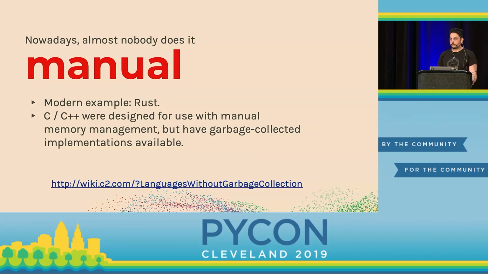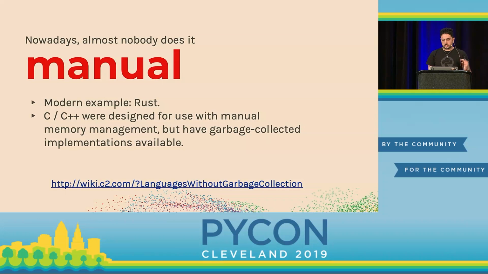For example, Rust is a good example. Rust doesn't have a garbage collector. It has a very clever new approach, which is the borrow checker. Apart from giving other nice features, it's a way of avoiding manual memory management or even a garbage collector. C and C++ usually were designed for having manual memory management, but there are some implementations of garbage collected versions of the language available.